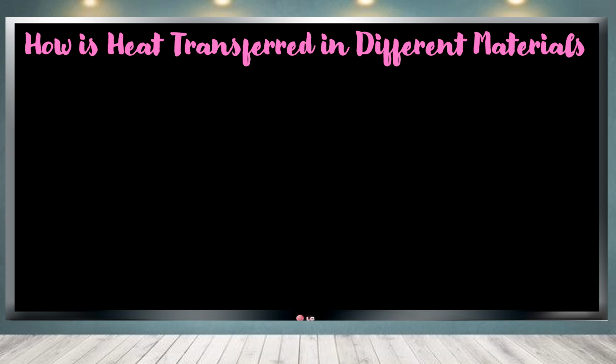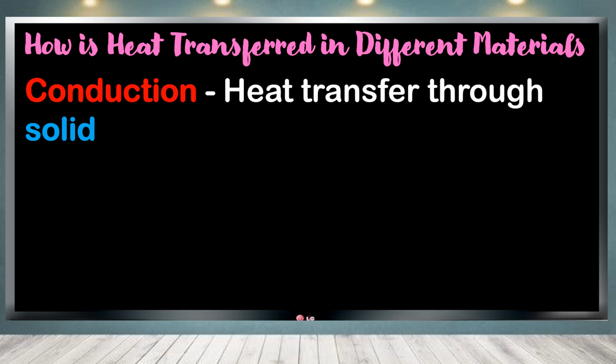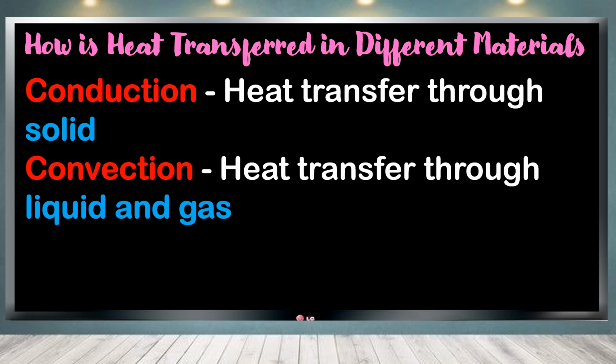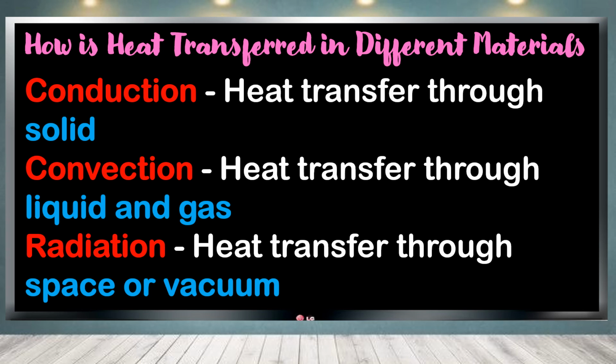How is heat transferred in different materials? In conduction, heat transfers through solid. In convection, heat transfers through liquid and gas. And in radiation, heat transfers through space or vacuum.